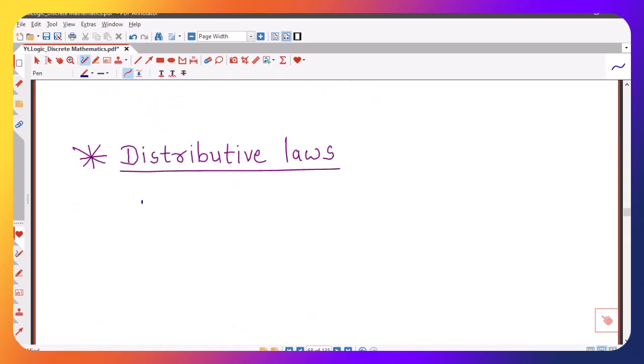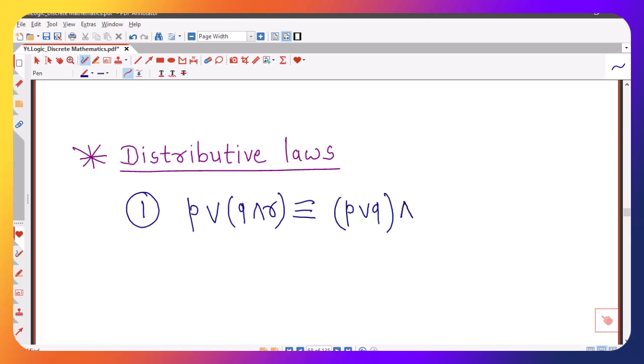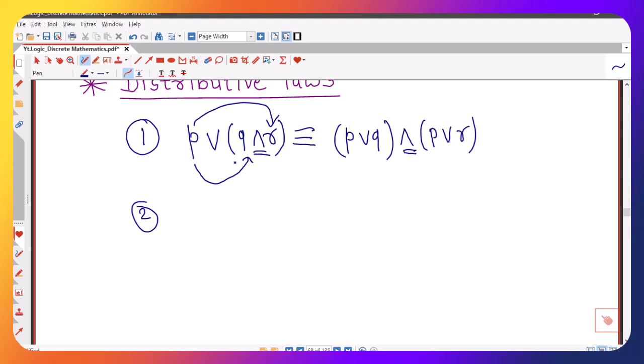Then we have distributive laws. First we consider distribution of disjunction over conjunction operator: P or (Q and R) is equivalent to (P or Q) and (P or R). We are considering P or Q, then the AND operator in between, and then P or R. This is called the distributive law of disjunction over conjunction.